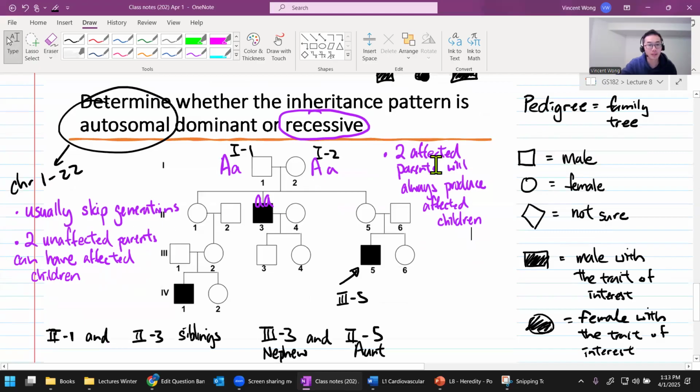Any question about this? If I give you a pedigree on the quiz, which I probably will, you have to convince me whether it's dominant or recessive. You cannot be guessing. If you just say dominant, you're not going to get any marks. You have to tell me, I think it's recessive because of such and such, or I think it's dominant because of X, Y, Z. Anyone confused before I move on to the other example?